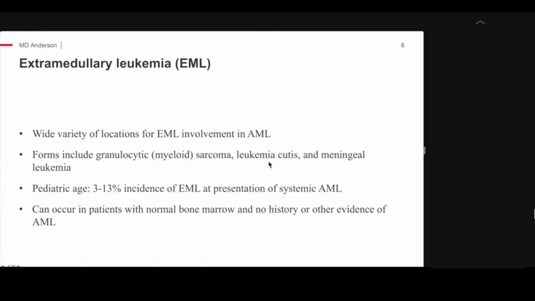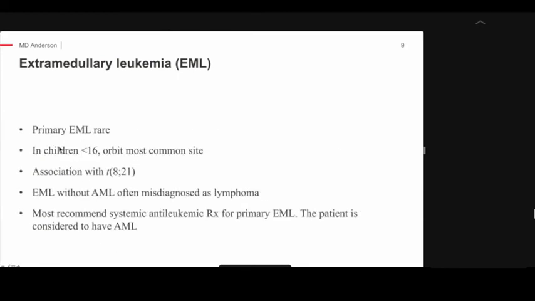There are multiple forms, including the granulocytic or myeloid sarcoma, such as in this case, the leukemia cutis and the meningeal leukemia. In the pediatric age, it happens in up to 13% of the patients with systemic AML at the time of presentation, and also can occur in patients with normal bone marrow and no history or other evidence of AML. When it happens, it is called the primary extramedullary leukemia. And this primary EML is fairly rare, it's not that common.